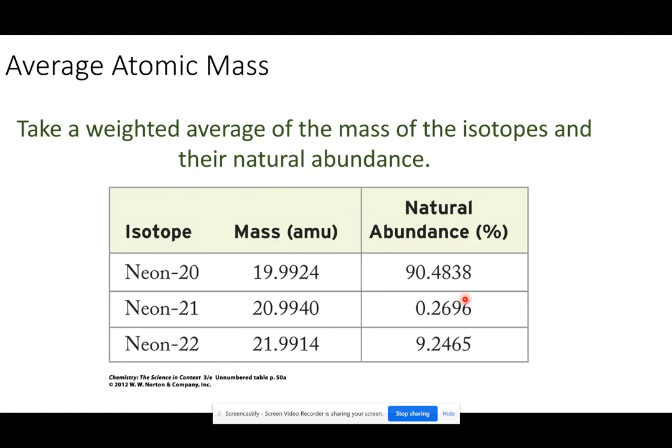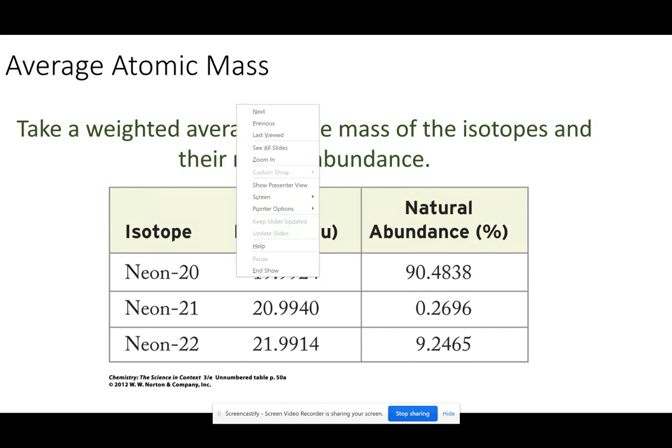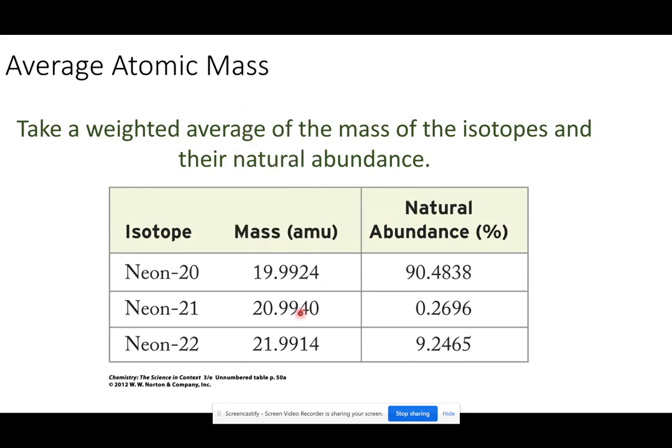So to get that average atomic mass that you see at the bottom of the periodic table, we take a weighted average. So to do that, we would take the mass times the natural abundance, mass times natural abundance, mass times natural abundance, and then we would add those numbers together. Again, not a skill that you're going to be tested on, but it helps us understand what atomic mass is and why it's such a messy number.